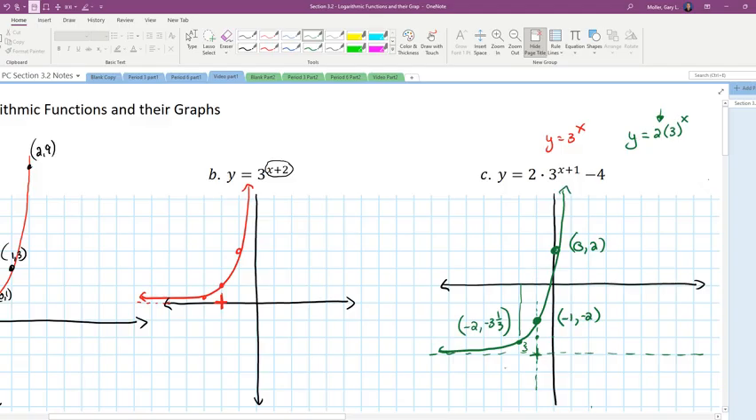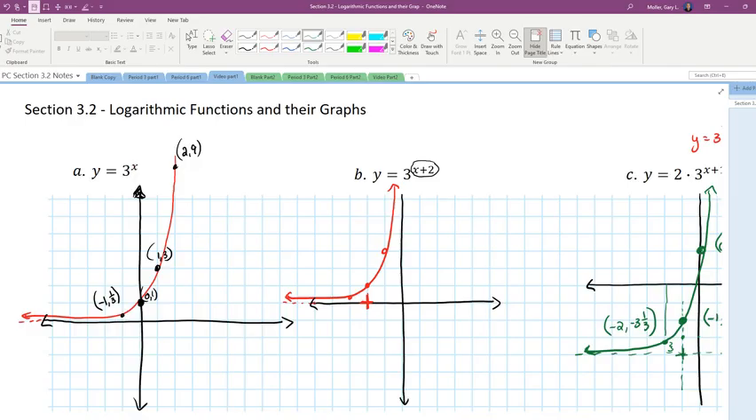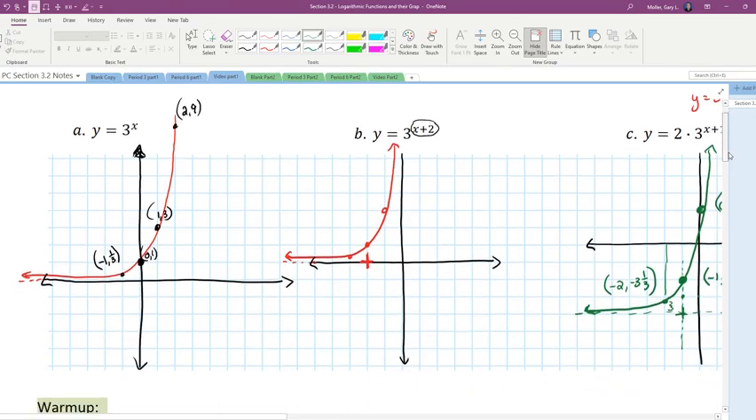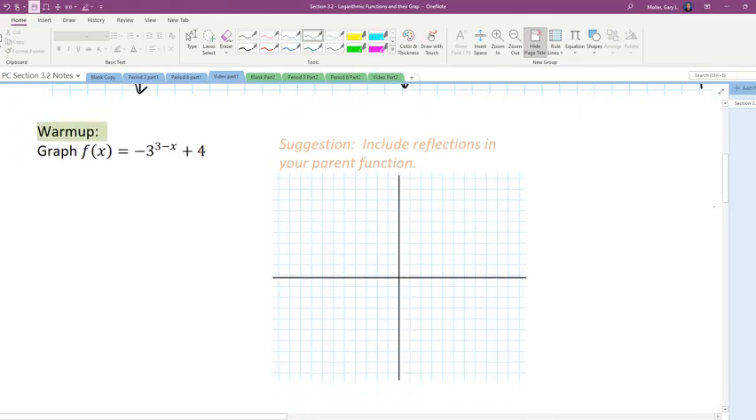All right. So that we have already covered. That was from section 3.2. So today we're going to be covering section 3. This is 3.2, excuse me. And so today we're going to be covering another graph here. This one's trickier.